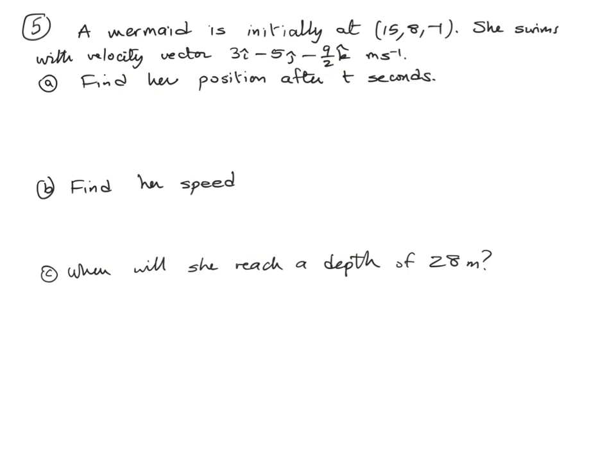So let's start with the vector x, y, z for the position vector at the end. I could also just use the r vector equals. So the initial position vector gets us to that point. So it's 15, 8, negative 1 plus t, for the time, multiplied by the velocity vector or the direction vector 3, negative 5, negative 9 halves. So this vector equation would give her position after t seconds. So you can plug various values of t in there to work it out.